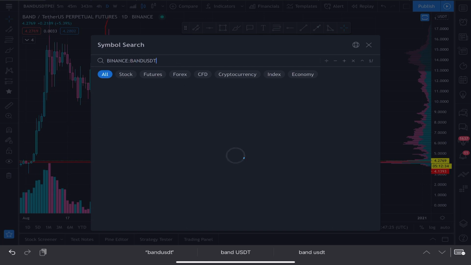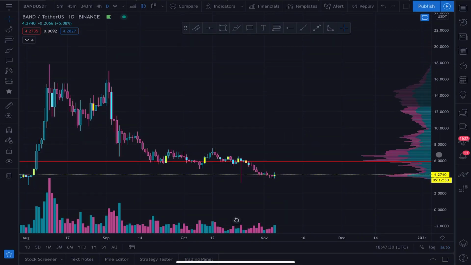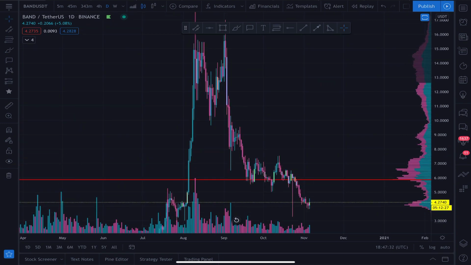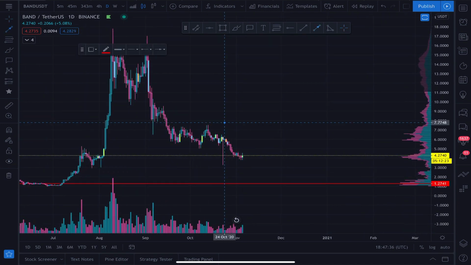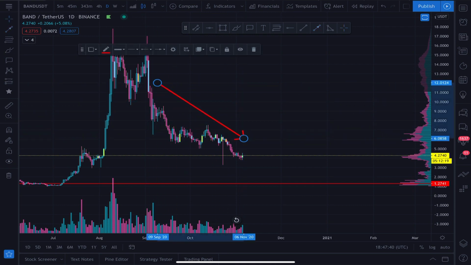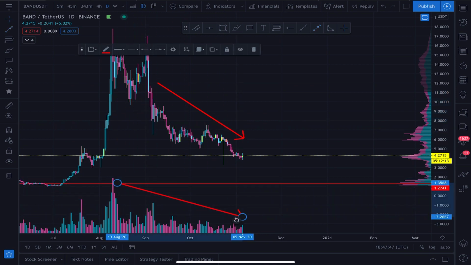Band, USDT. Yeah, so the volume signatures are a little bit better, but it's still overall down, okay? So price is down, right? Volume is down. There's no end in sight to this. You have to be very careful when you see this, okay?